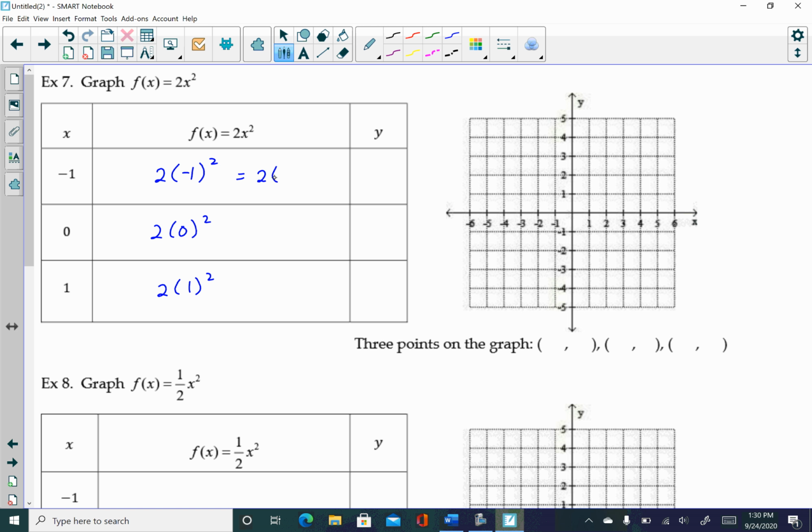So this would be 2 times negative 1 squared would be positive 1. And then 2 times 1, of course, is 2. Next one, 0 squared is 0, so 2 times 0 is 0. Next one, 1 squared is 1, so 2 times 1 is 2. Let's plot these points. Negative 1, positive 2, 0, 0, 1, 2. Okay, here's our new graph.